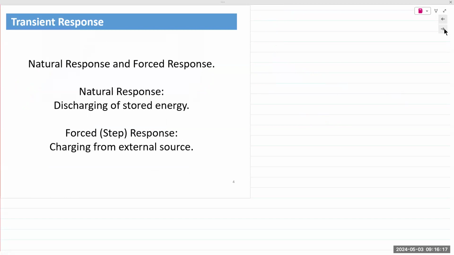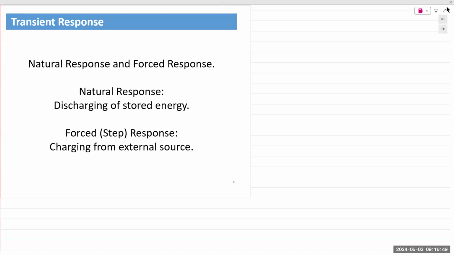Okay, it says natural and forced response. Natural is basically the capacitor or inductor has stored some charge, and then the energy is just being discharged, and so there is no externally applied source that is forcing that voltage or current. Charging, you're applying an external voltage or current, meaning you're connecting a voltage source or a current source, and that elicits a response in terms of voltage or current from the capacitor or inductor.